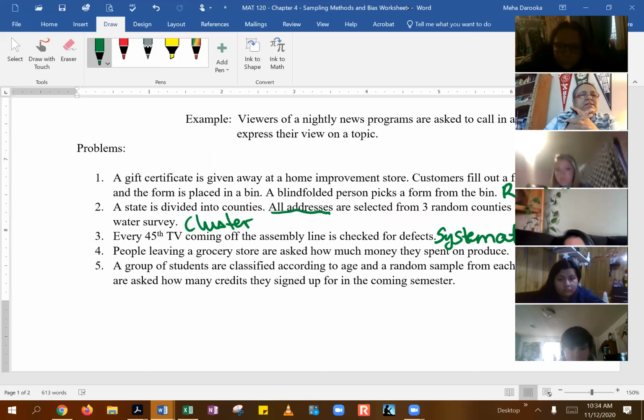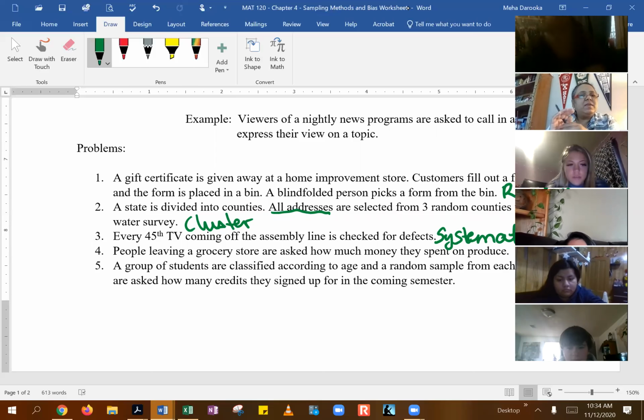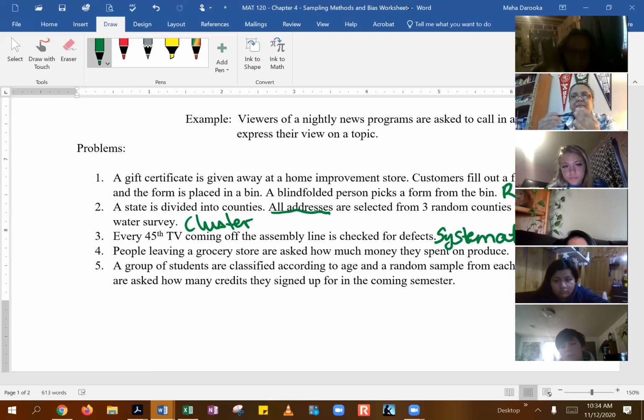Okay, so Burgundy, you are saying random. Isabel, you are saying convenience. Okay, Burgundy, you're changing it to convenience then? Okay, Markley, you are also saying convenience.